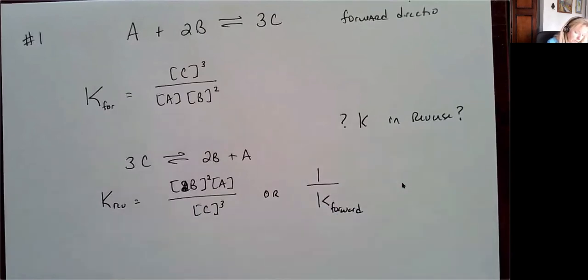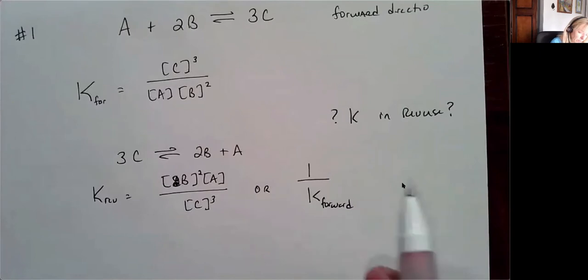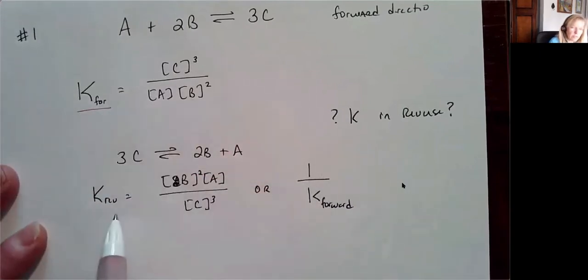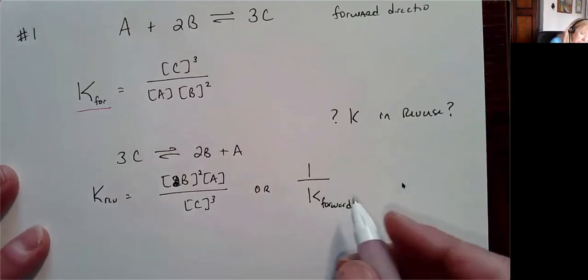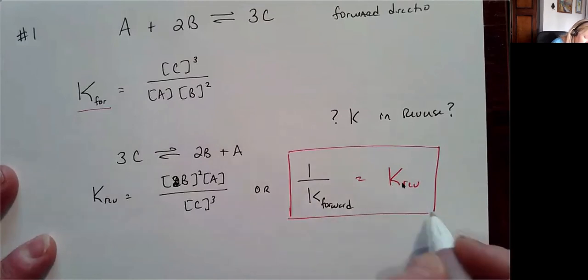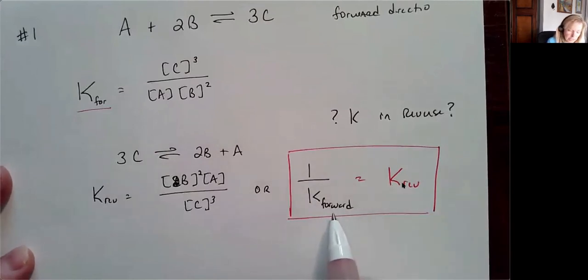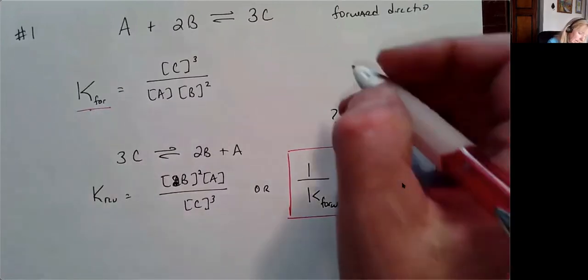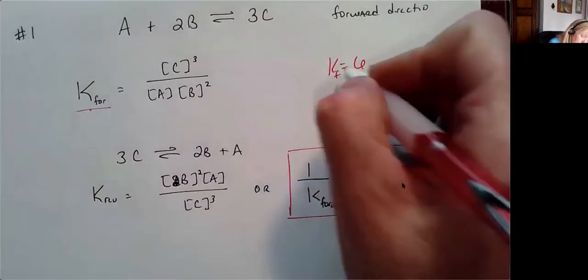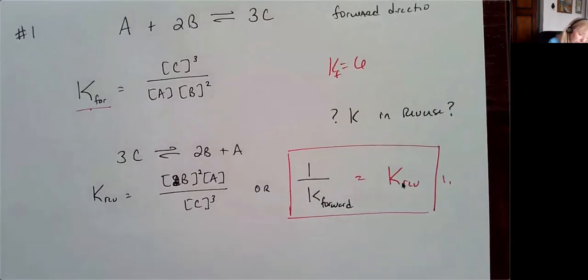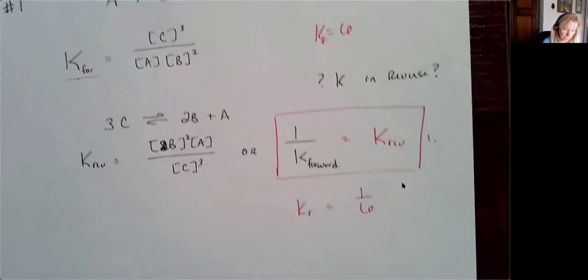So this would be my first relationship. If I want to flip the reaction and I have a value for this, instead of trying to recalculate that value, I could just relate it this way. My K reverse is going to be equal to 1 over whatever my value for K forward is. So this is my first relationship here. So if I'm given this value, let's say K here was 6, forward, and I want to know what would be my K value if I'm looking at this reaction in reverse, then my K in reverse would be 1 over 6. All right, that's the first one.